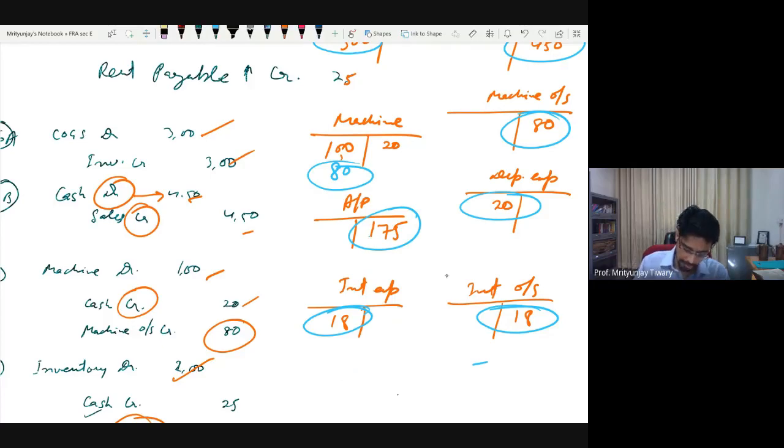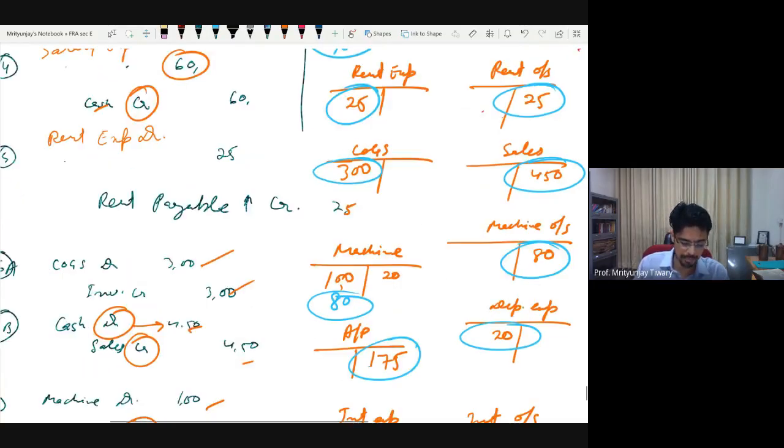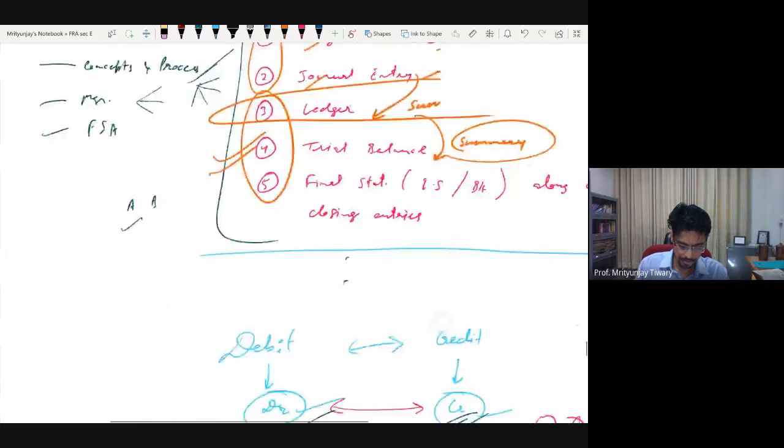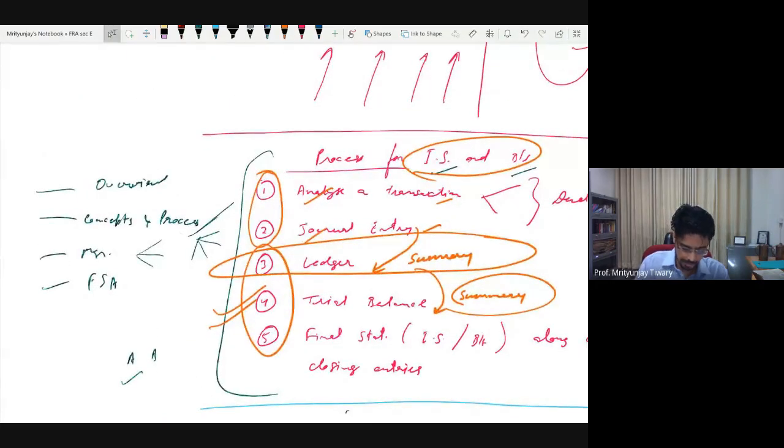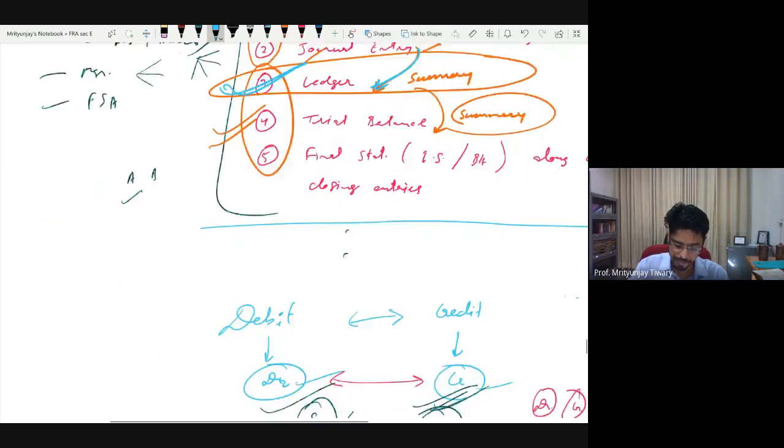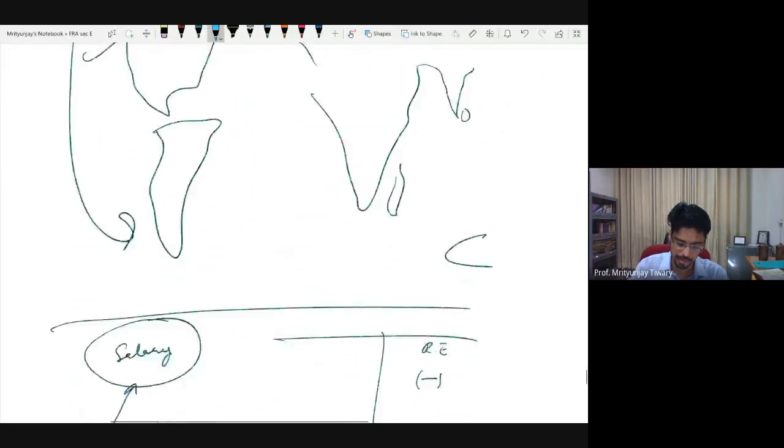Now we have found all the balances. That is end of step number 3. Step number 3 is done. So if you notice, what we have done is we have prepared a summary of all the journals. It might not seem really like a summary because there were only 10 transactions. You can imagine that if there are hundreds and hundreds of transactions, then the importance of everything coming into same T account becomes more evident.